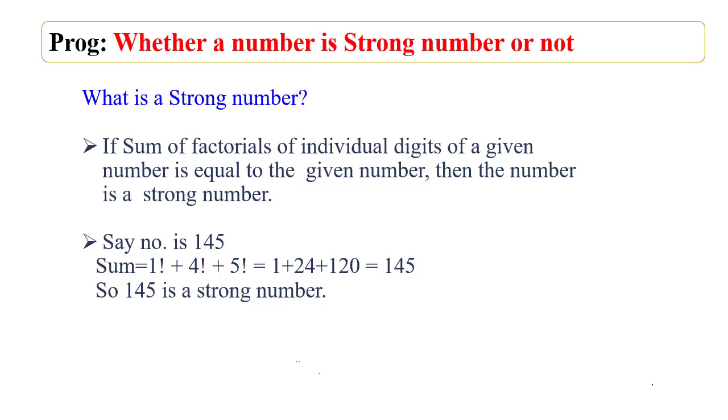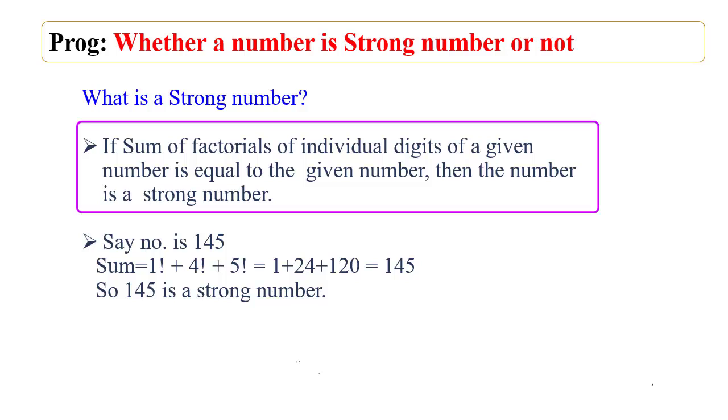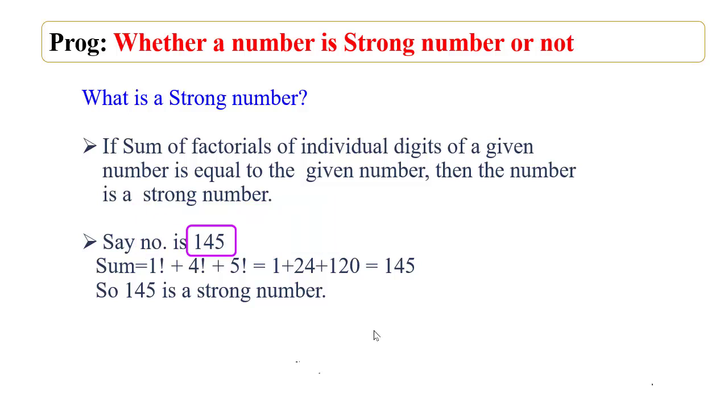Now explaining how to write a program to find whether a number is strong number or not. First we need to know what is strong number. If sum of factorials of individual digit of a given number is equal to that given number, then the number is a strong number. For example, say 145 is a number.